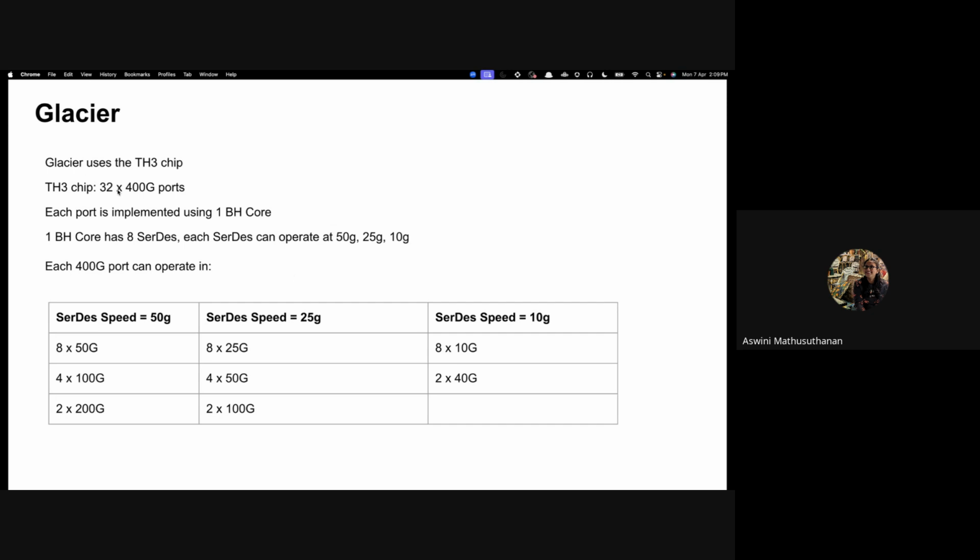This is just reiterating that Glacier still uses the TH3 chip. This can also be seen as 32 x 400 gig ports. This is implemented with one Blackhawk core, which is a 5 core. It has 8 SerDes, and each SerDes can operate at 50 gig, 25 gig, and 10 gig. So these are certain permutations and combinations of how the 400 gig port can operate in different SerDes speeds.